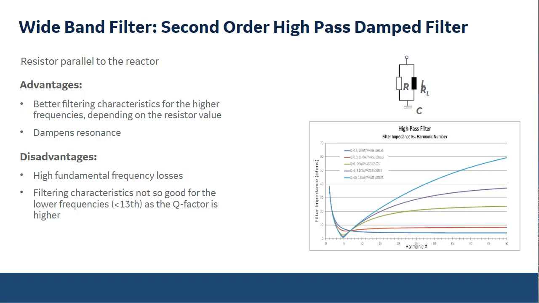So if your harmonic content is in a very high range, and you don't have too much harmonic content, but it's very wide and at high frequencies, this is the way to go. Because then you can filter the whole spectrum with one filter. This has very high fundamental frequency losses, so it's not practical to have high reactive compensation power with this.